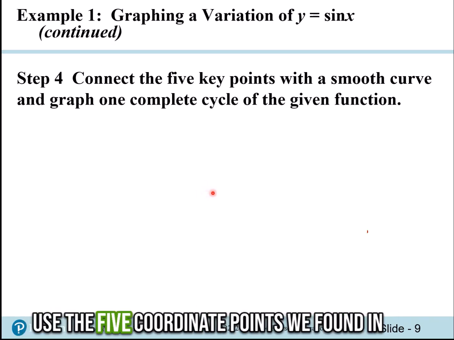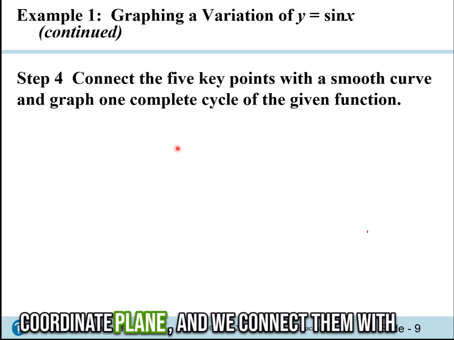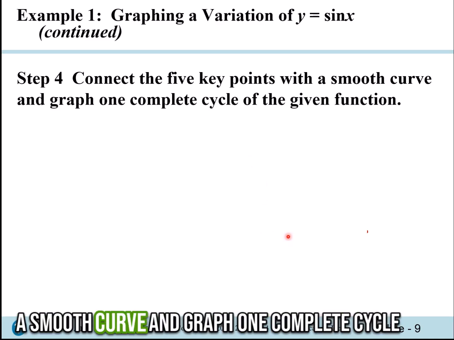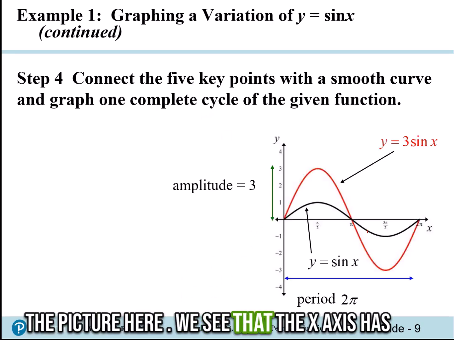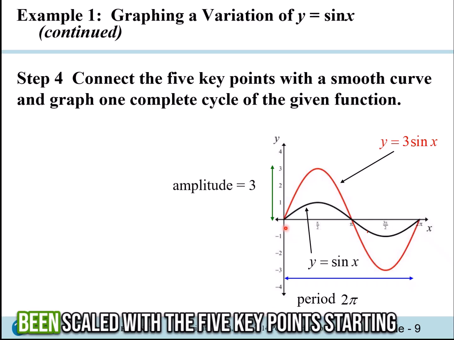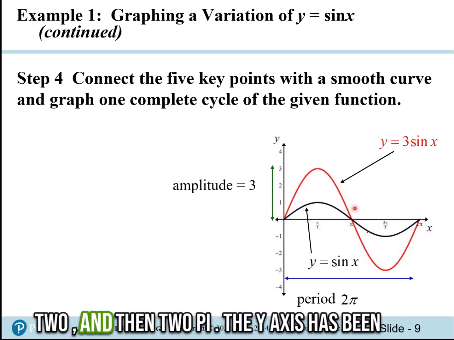We use the 5 coordinate points we found in step 3. We plot them on the xy coordinate plane, and we connect them with a smooth curve and graph one complete cycle of each given function. I'm going to pull up the picture here. We see that the x-axis has been scaled with the 5 key points starting from 0, then pi over 2, pi, 3 pi over 2, and then 2 pi.